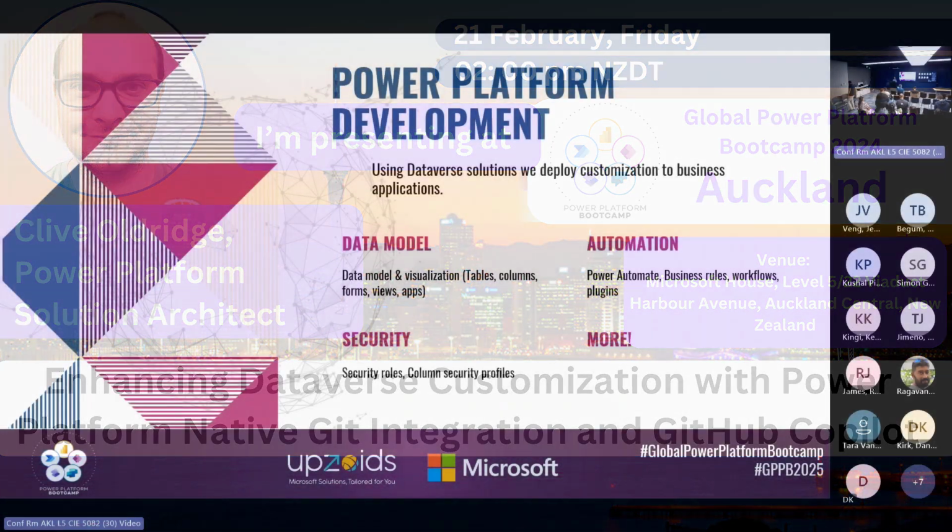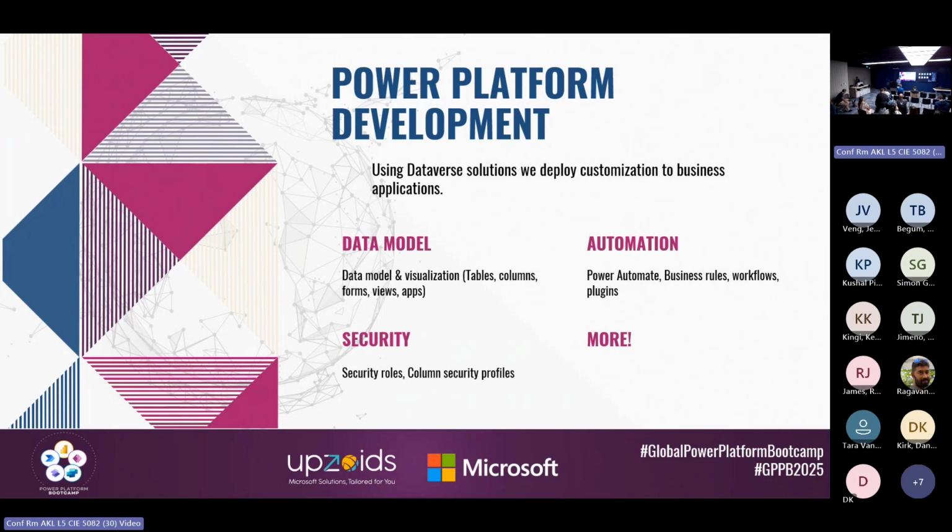So as we know, with solutions in Dataverse, we can do a lot of things, right? We can customize our data model, the visualization of that data. We can create tables and columns, forms and views, and we can build automation. So we can build Power Automate. We can build business rules and workflows and plugins. We can determine our security model. We can create roles and column security profiles. It's just the beginning, because with solutions we can do a lot, right?